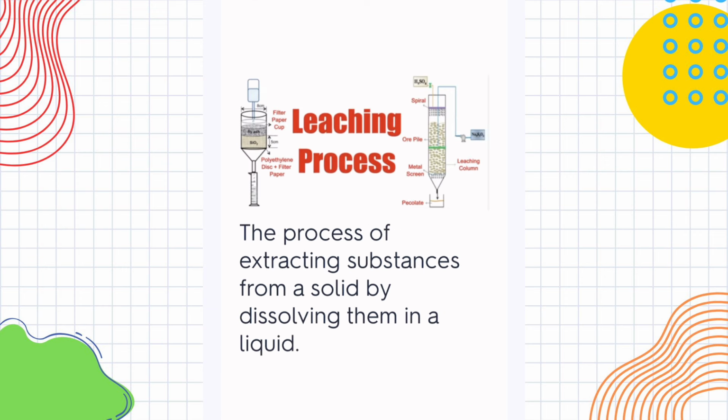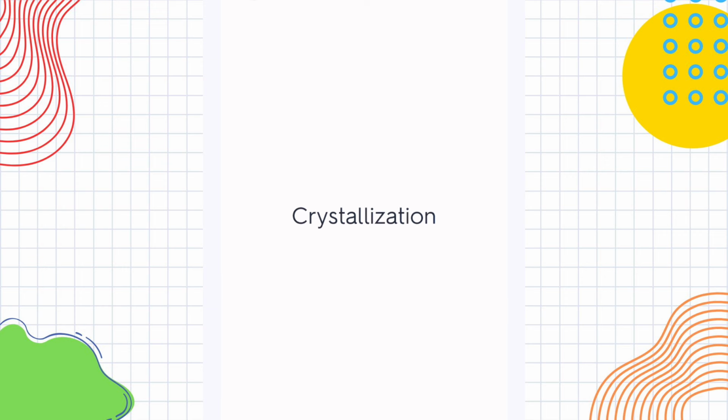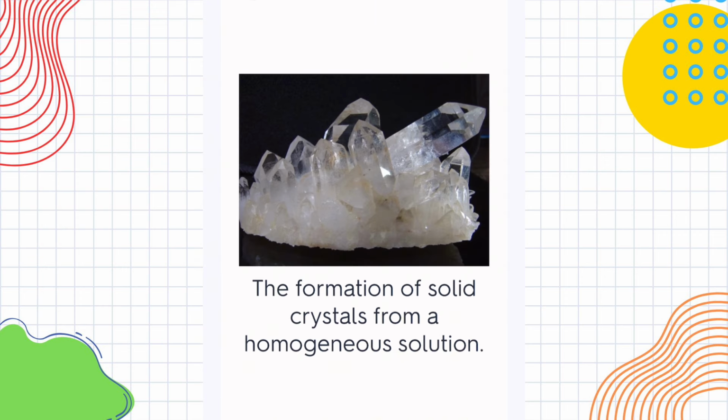Leaching. The process of extracting substances from a solid by dissolving them in a liquid. Drying. The removal of moisture from a solid or liquid. Crystallization. The formation of solid crystals from a homogeneous solution.